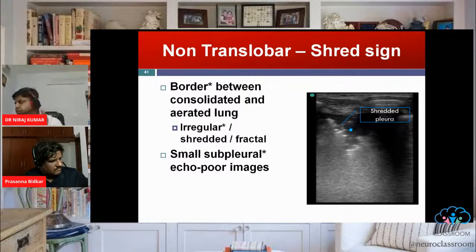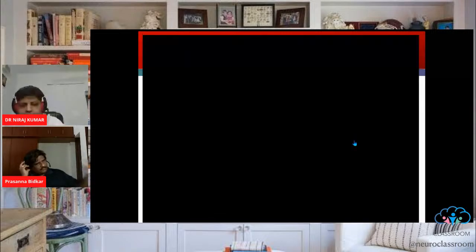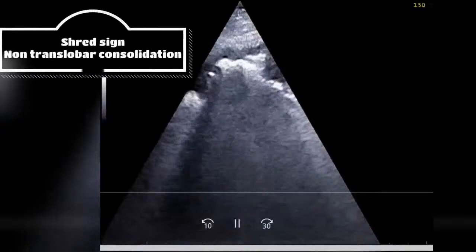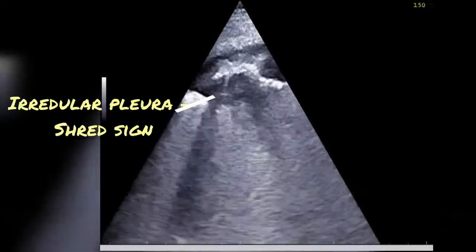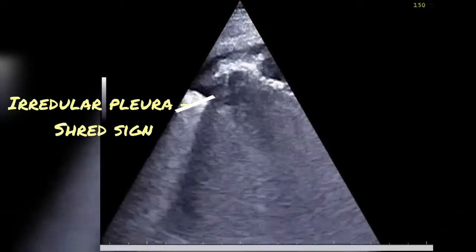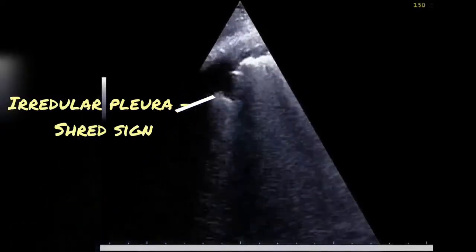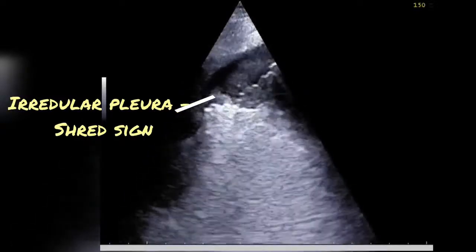This is the initial phase of consolidation. The consolidation has started just in the peripheral part of the lung, just below the pleura. Then it gives a unique shredded pattern of non-translobar consolidation. In the next phase, the consolidation involves the whole lobe. So take a look at this video of the shredded pattern of consolidation. This is non-translobar type of consolidation characterized by a shred sign. Here the border between the consolidated lung and the aerated lung is irregular or shredded, also called the shred sign.